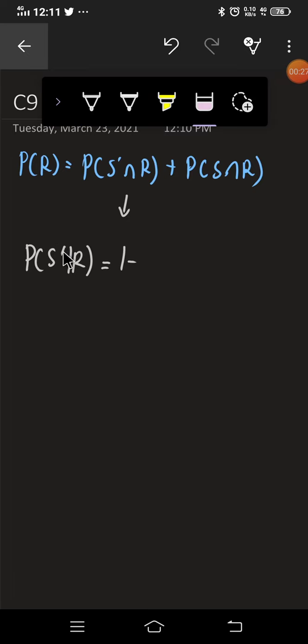Okay, so for question number 9, for any set of R and S, probability of R is equal to probability of S prime intersect with R plus probability of S intersect with R. Show that, so we want to show from this equation, probability of S given R is equal to 1 minus probability of S prime given R.